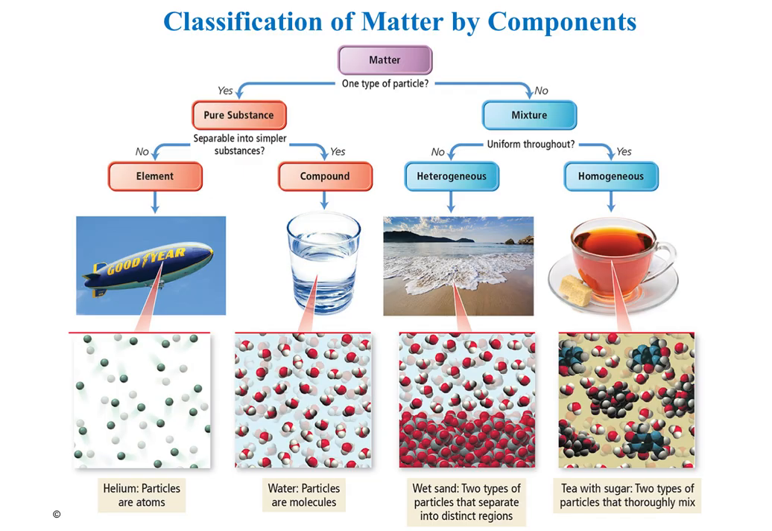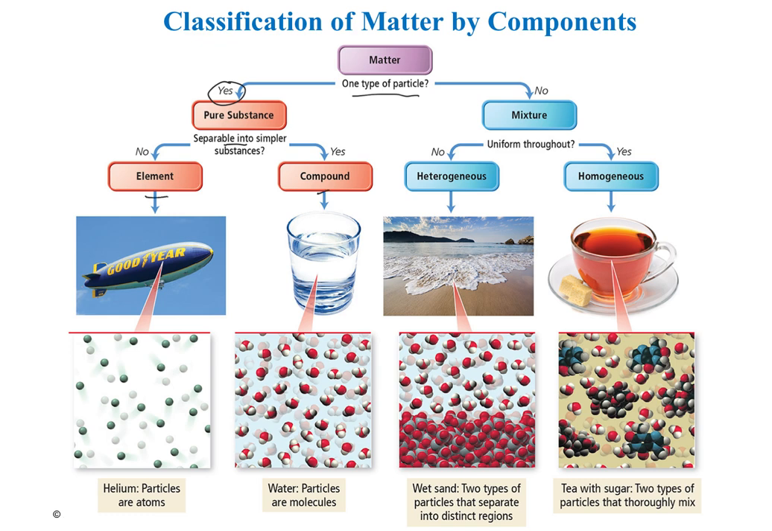So I like this diagram because it helps to see the flow of how we classify matter. If there's one type of particle, that would be a pure substance. So this could be elements or compounds if it is just made up of one type of particle. And if it can be separated into smaller substances, then it would be a compound. If it can't, then it's an element.